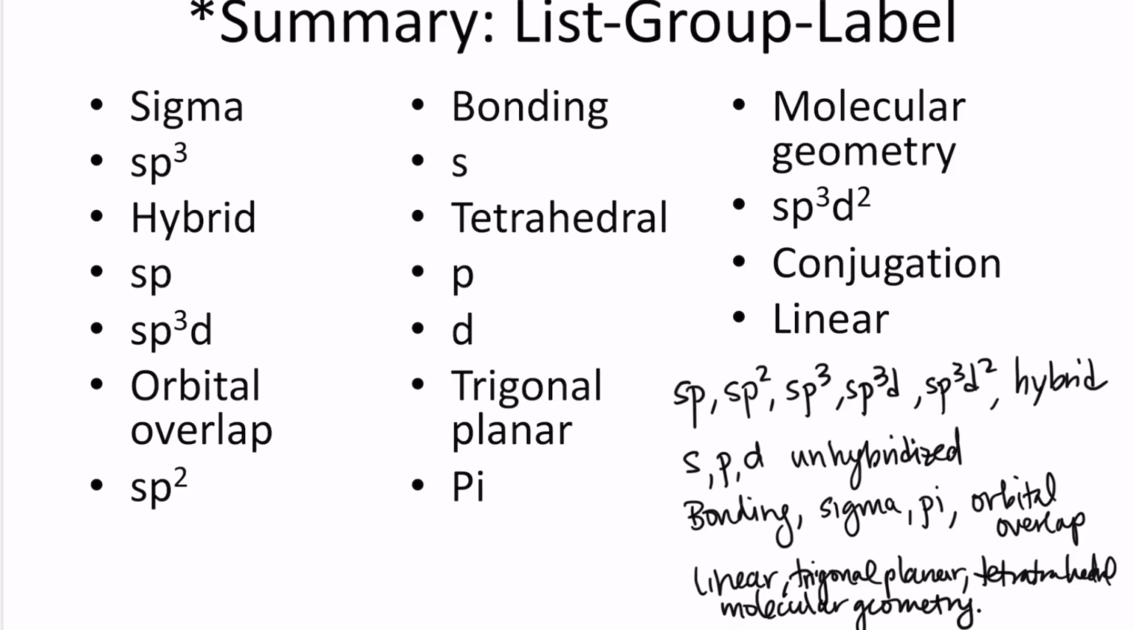So I think the only word that I haven't used here is conjugation, and I'm going to put it together with this other one that's related to bonding, because it's a special type of bonding where we have those alternating single and double bonds.